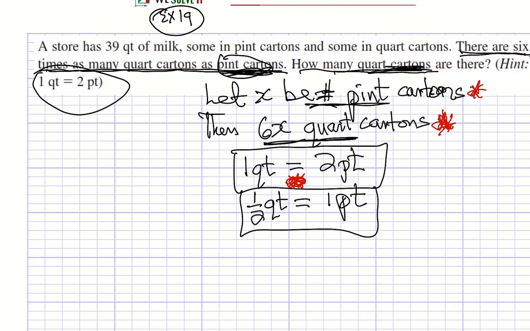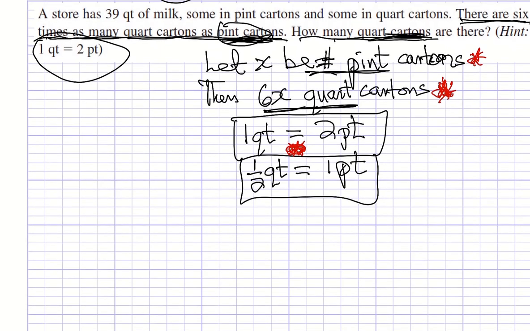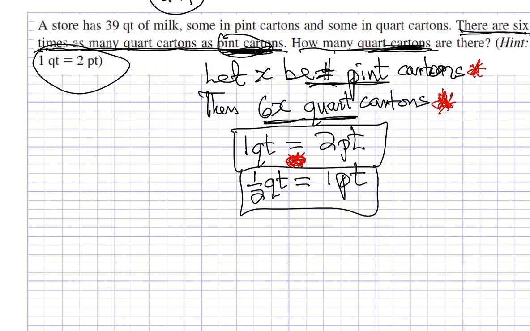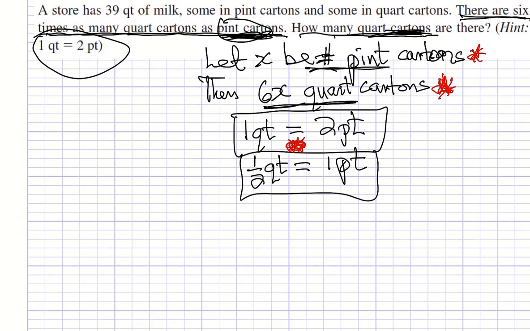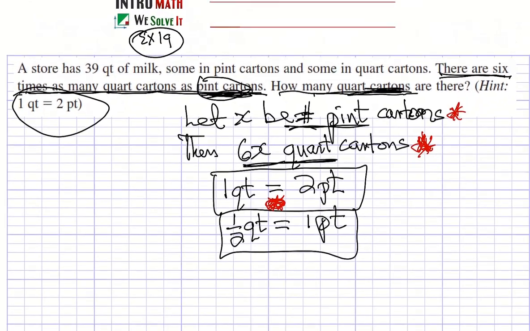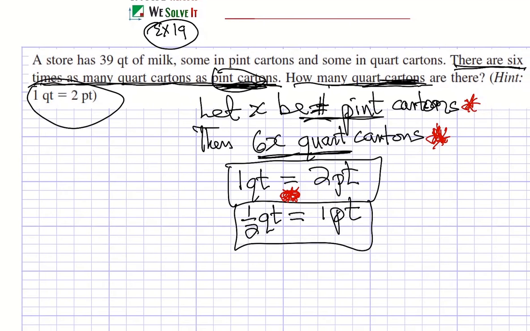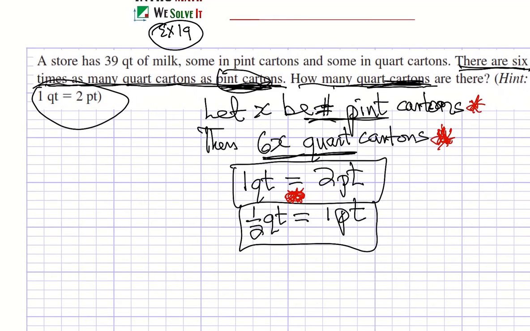So basically what that means is, to find the total, remember, you're going to find the total. Hang on a minute. What did they say? There are 6 times as many quart cartons. How many quart cartons are there? They say the store has 39 quarts of milk.